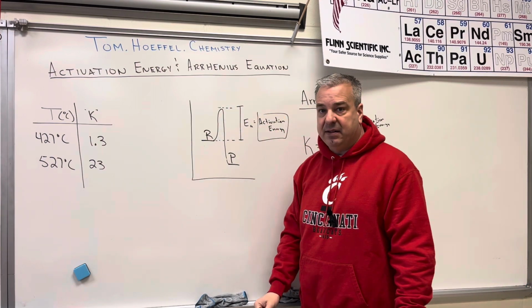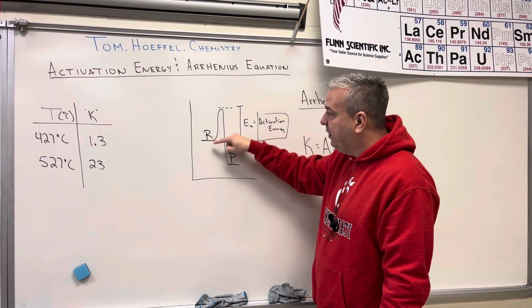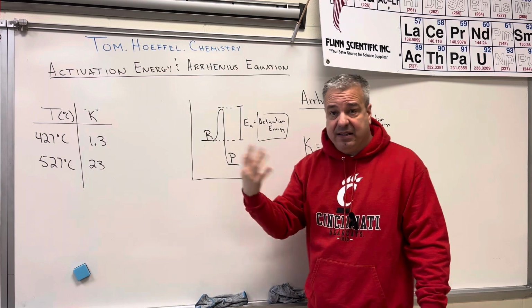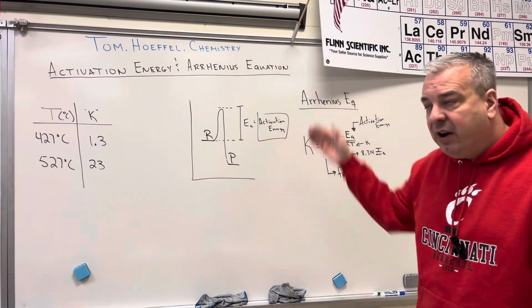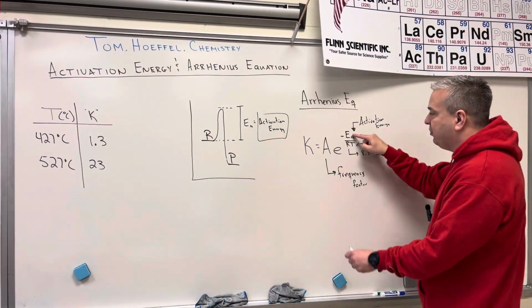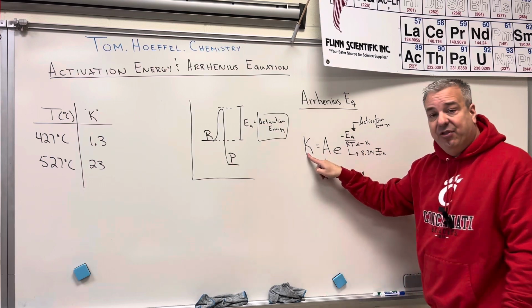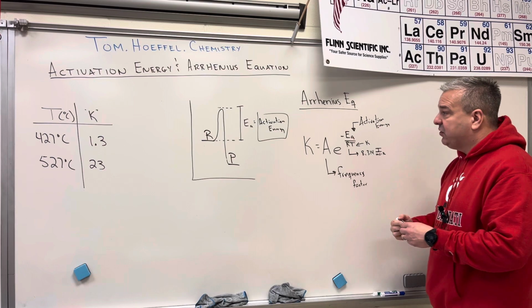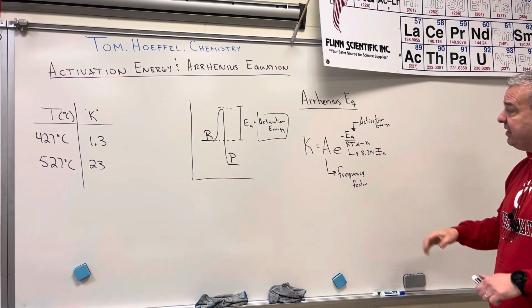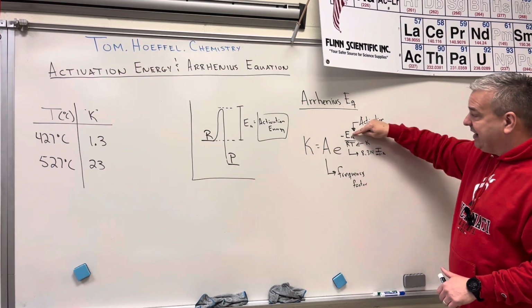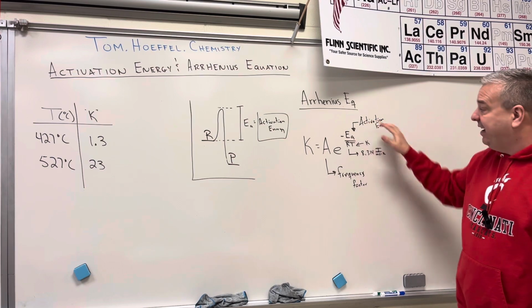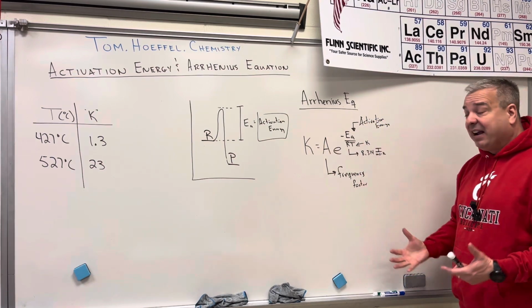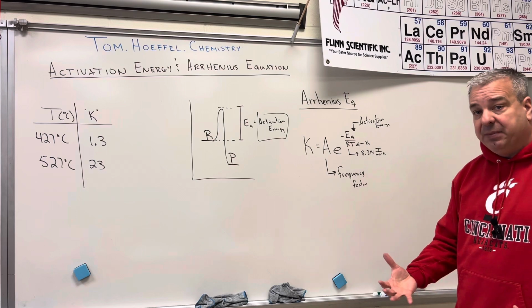And that makes sense. If you had to get over a small hill versus a gigantic hill, it's going to take you longer to get over the big hill. Okay, so I just wanted to show you how activation energy and the rate constant are related to each other. Okay, so our job is to use this equation to calculate the E sub A. And if you look at this, that looks kind of challenging. So we have to do a little bit of math.